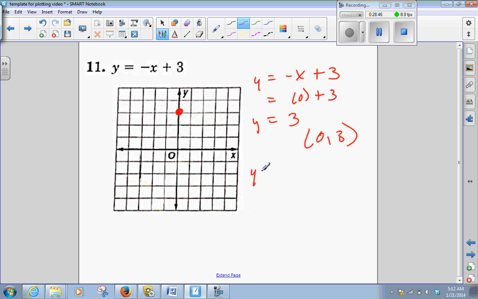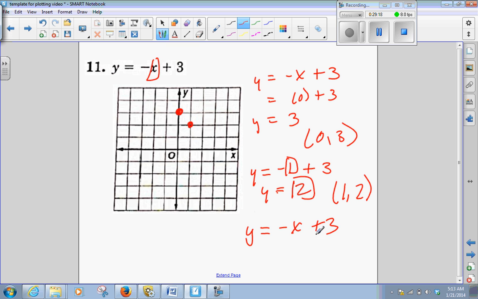because that is 0, 3. For my next point, I'm going to choose a 1 to go in for x. So negative 1 plus 3. Negative 1 plus 3 is 2. So if x is 1, which is what I put in, y is going to be equal to 2. So the solution 1, 2, so over 1 and up 2. I'm going to choose negative 1 to go in for x last. So instead of y is equal to negative x plus 3, I'm going to put in a negative 1.